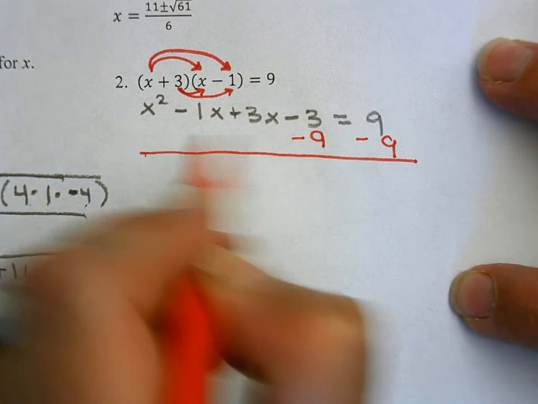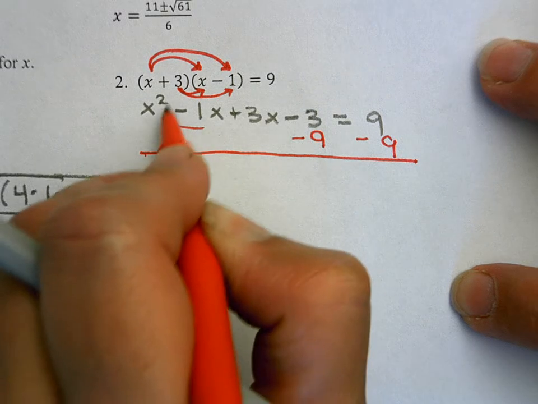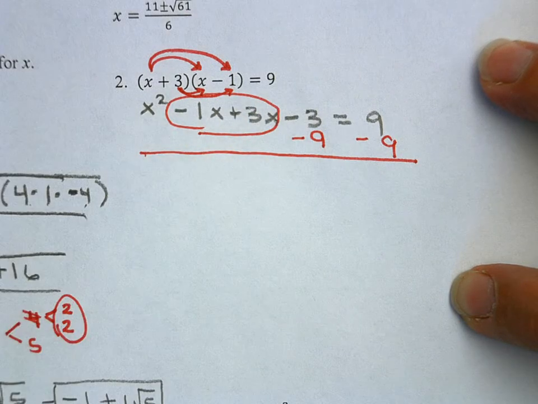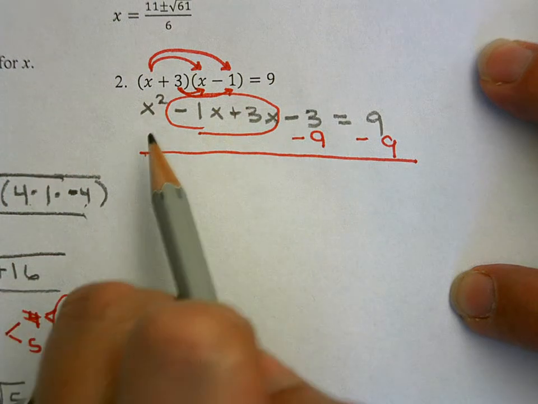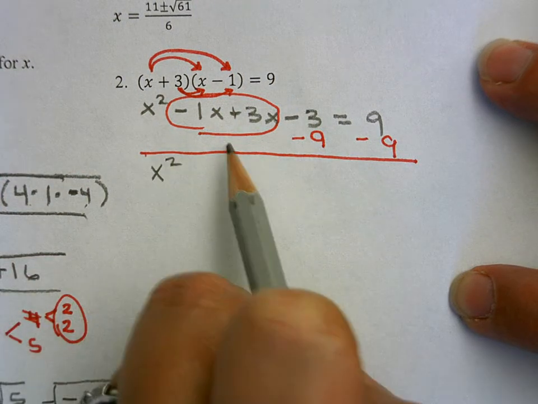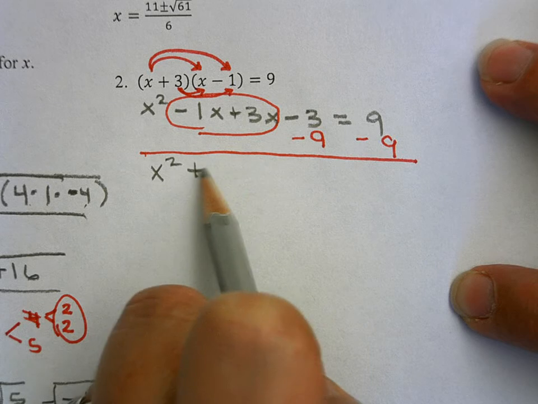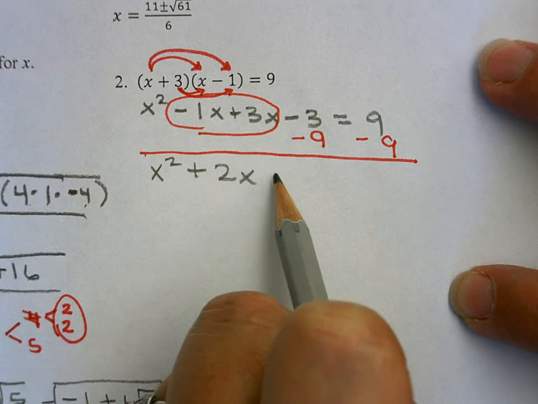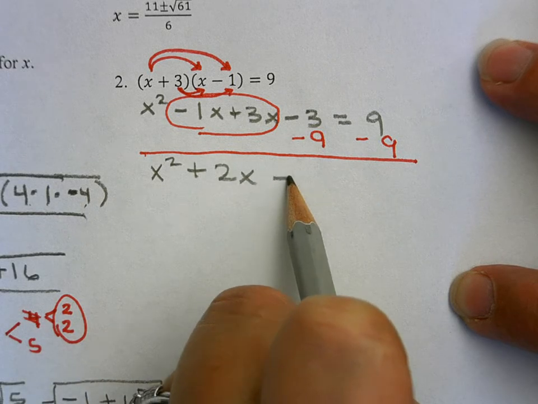And at the same time, I'm going to go ahead and combine these. So I'm going to do 2 things at once. So I'm going to combine like terms as well. So this x squared is still here. And then negative 1x plus 3x is 2x. And then negative 3 and negative 9 is negative 12.